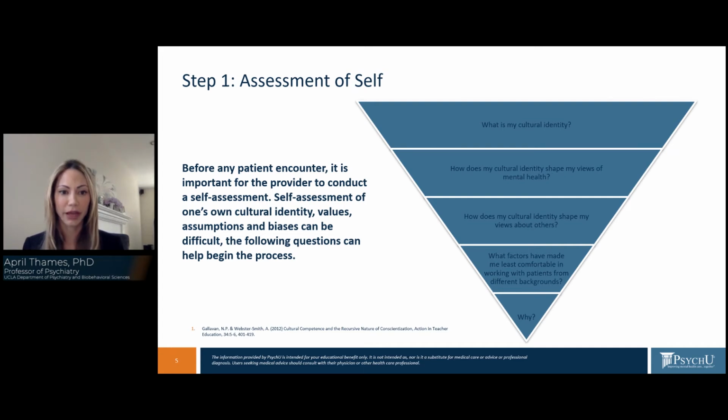What do I expect from patients? Do I expect them to take a medication because it's recommended, or to do a particular psychotherapy because the doctor has recommended it?